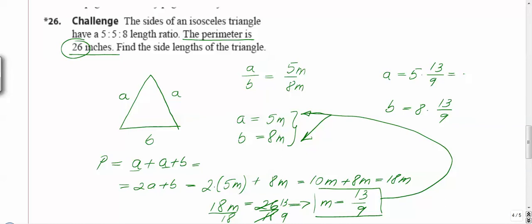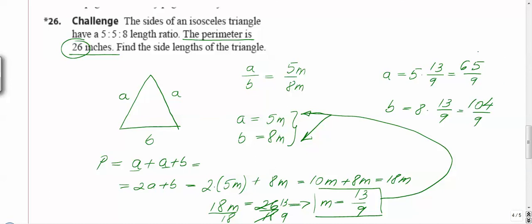5 times 13 over 9 will be what? 5 times 3 is 15. 5 times 1, 5, plus 1, 6, 65 over 9. And the other one will be 8 times 3, 24, 8 times 1, 8, plus 2, right, will be 104 over 9. And you are done.